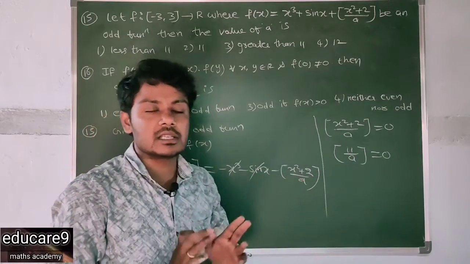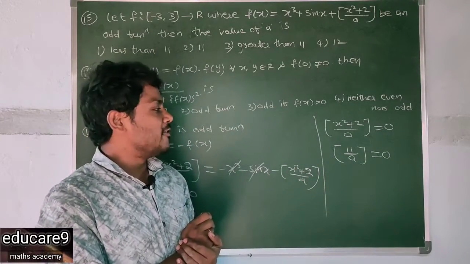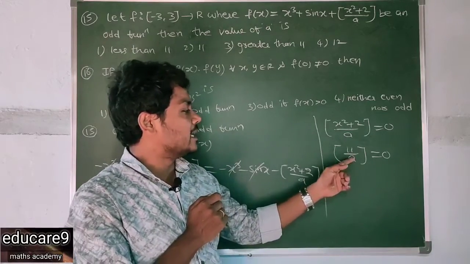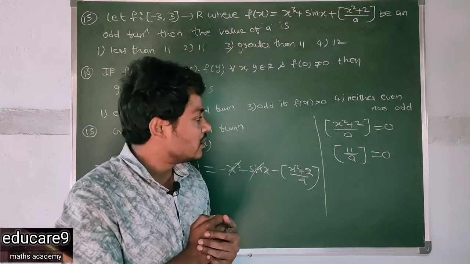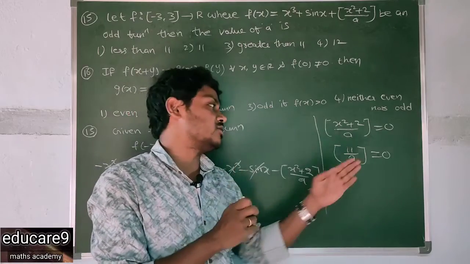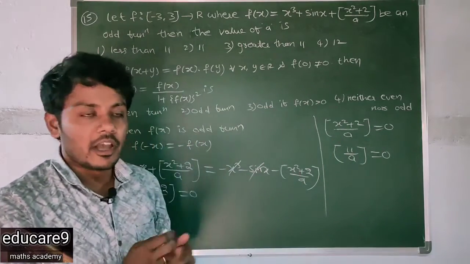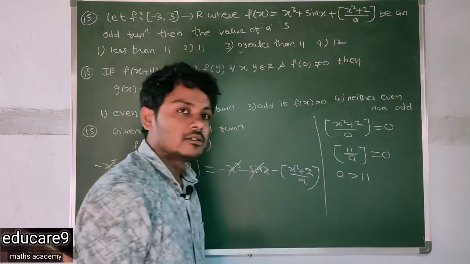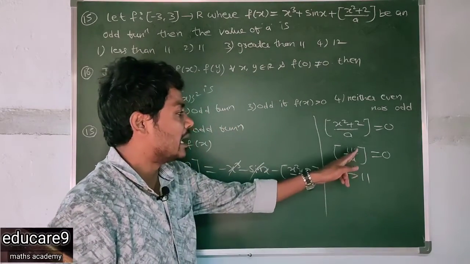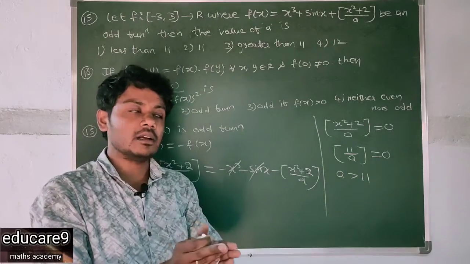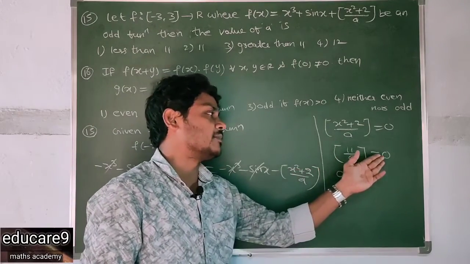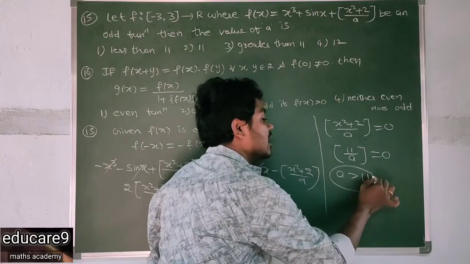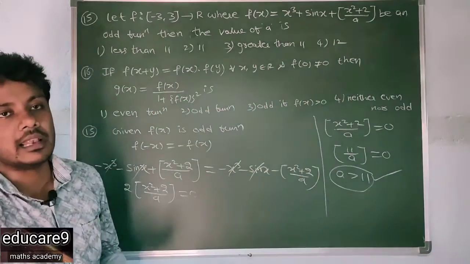Step of 1 is not equal to 0. If you put a less than 11, for example 10, 11 by 10 is how much? 1 point something, so that also is not equal to 0. If you put a greater than 11, for example a is equal to 12, 11 by 12 is 0 point something. So clearly step of 0 point something is 0. Therefore the value of a is always greater than 11.